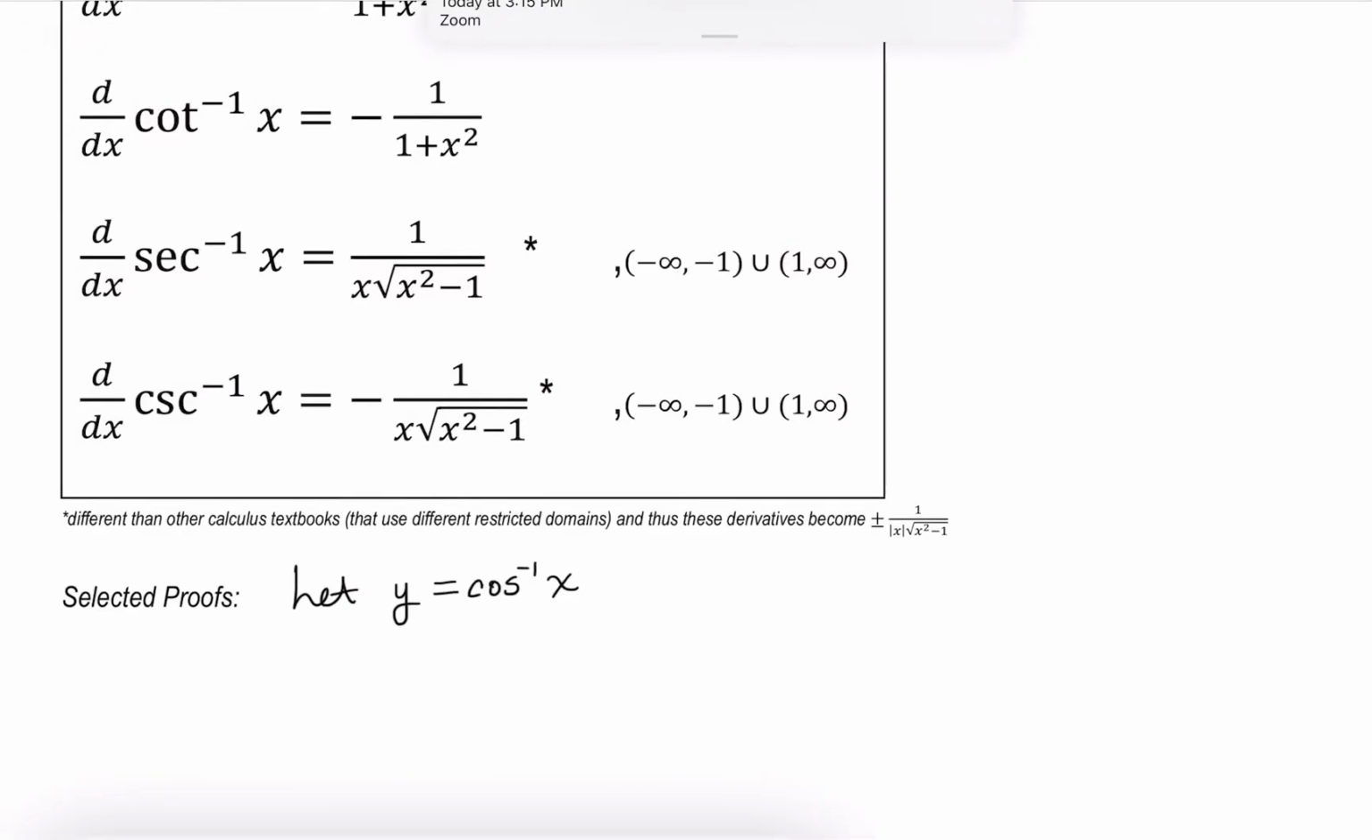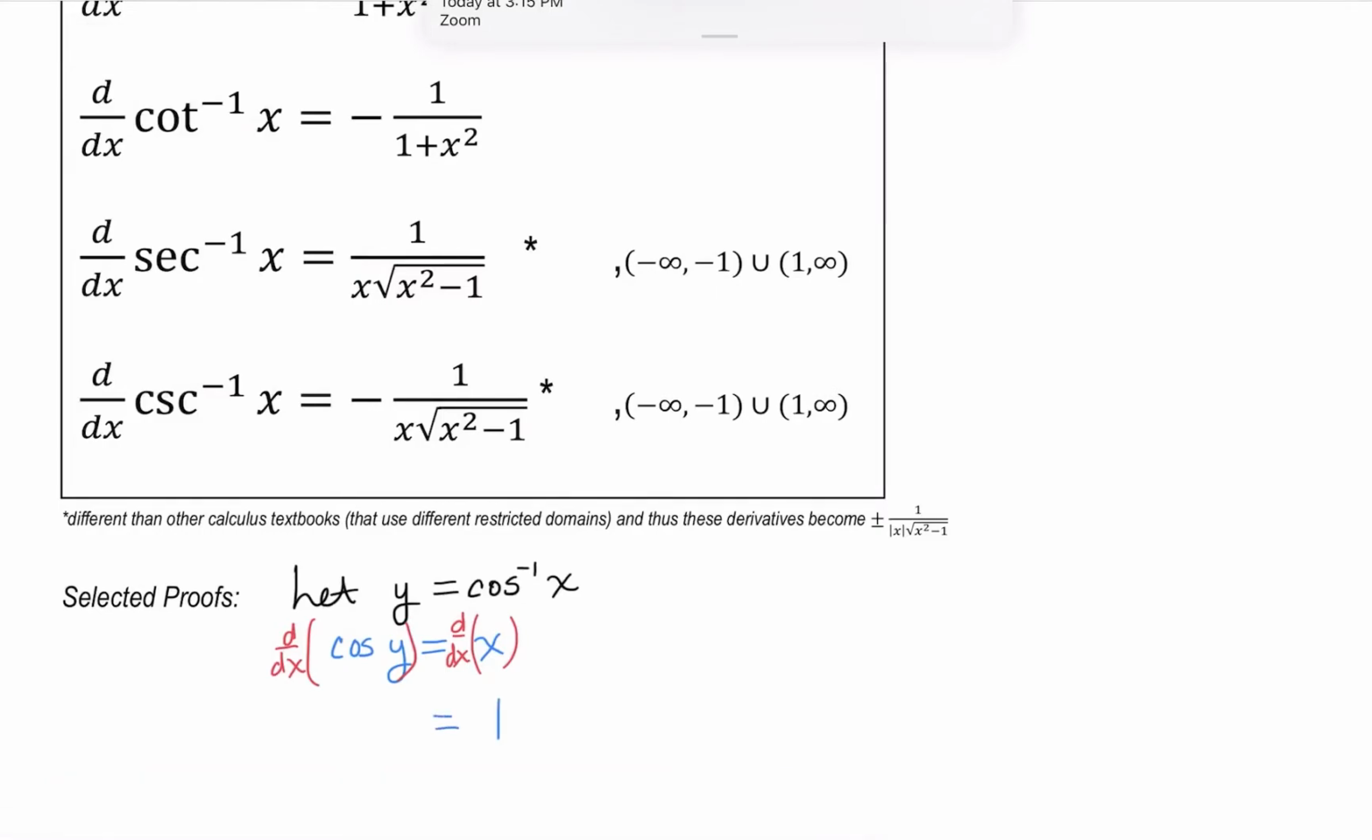Well, how about we think about simply rewriting this in terms of cosine. If you were to take the cosine of both sides, you would have that cosine of y is equal to cosine of cosine inverse of x. So x is equal to cosine of y. All right, now we want to apply our differential operator. So we are going to take the derivative with respect to x of both sides.